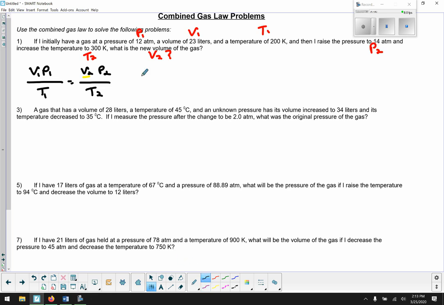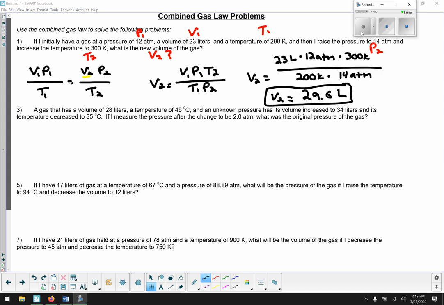And you'll see that looking for V2, you get V2 equals V1 P1 times T2, so multiply both sides by T2, divided by T1 and P2. And we have all these numbers. They're all given to us in the problem. We just have to plug them in and do the math.